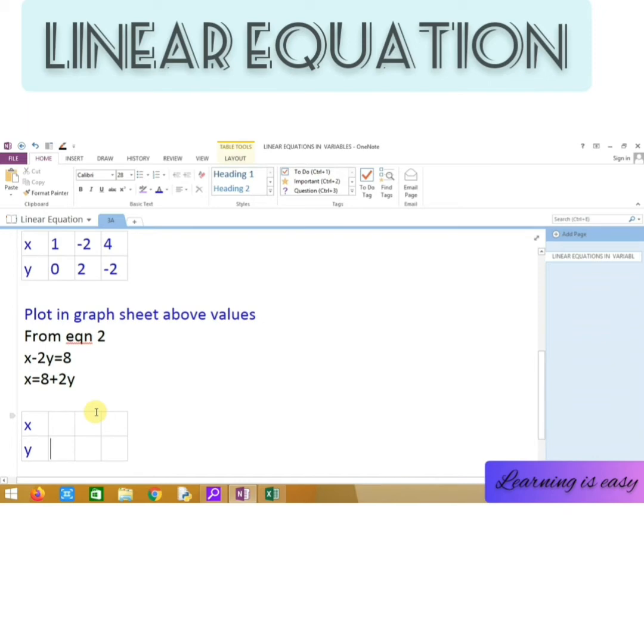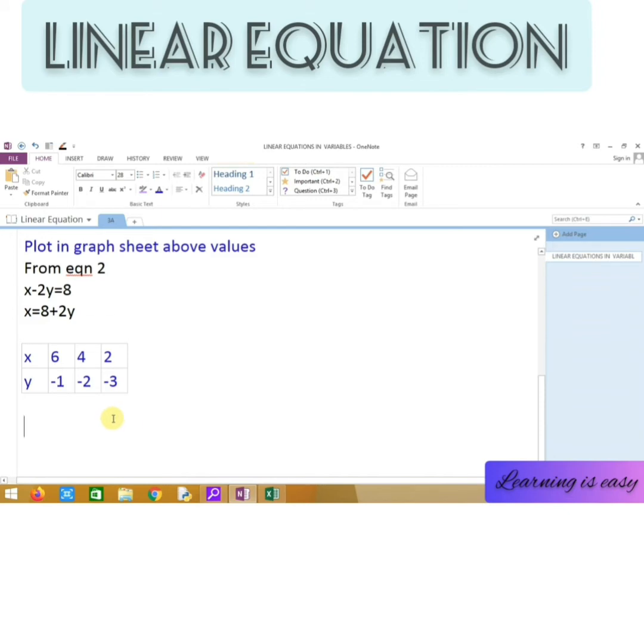Let's take the value of y as minus 1. So 8 minus 2, that's 6. If we take the value of y as minus 2, then it becomes 8 minus 4, remaining is 4. If we take the value of y as minus 3, then x is 2. So all these points we can plot in the same graph sheet.